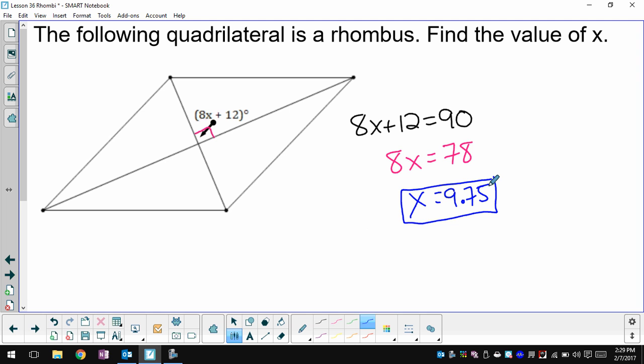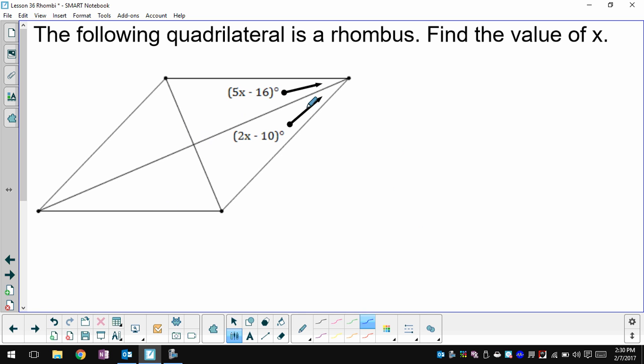So it's just a matter of picking the appropriate property, using that property to write an equation, and then doing some algebra. So again, I wrote that this 8x plus 12 was equal to 90 because these two diagonals make four 90-degree angles, so this angle must be 90.